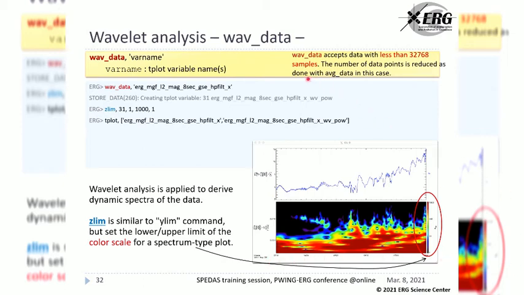And the point is that this command accepts data with less than 32,768 sample data points. So the number of data points should be reduced, as done with the averaged data in this case. And another point is that the color indicates the wave power, and the color scale can be changed with the zlim command, which is similar to the ylim command, but sets the lower and upper limit of the color scale for spectrum type plots.